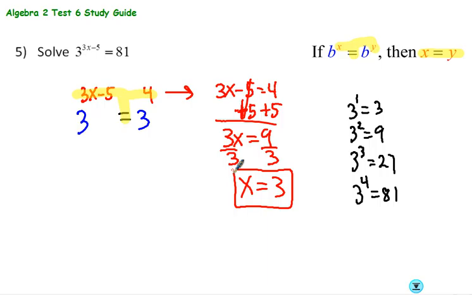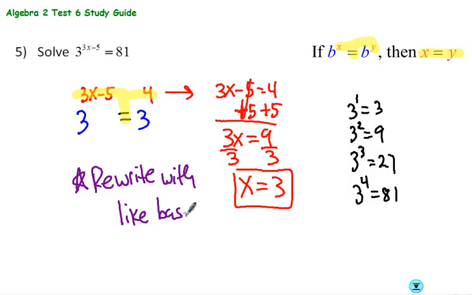3x equals 9. Right, so the big idea with this one is that we wanted to rewrite with like bases. Because once we could do that, then we could focus on where all the action is. All the action, where x is, it's up there. Which again, that's what makes this different from Algebra 1, is that you never saw an equation that had x as an exponent, right? The variable's never been an exponent for us. So that's what makes that look a little different.